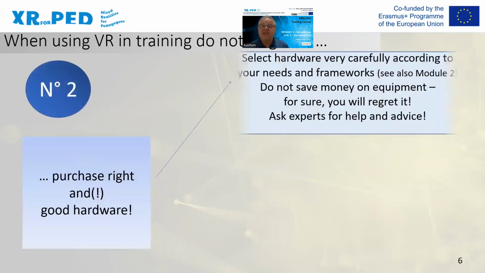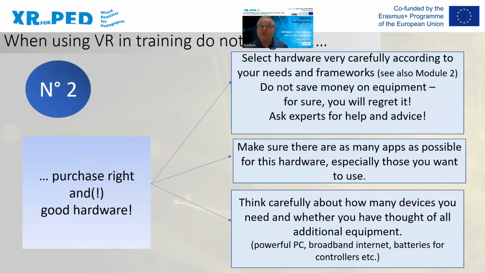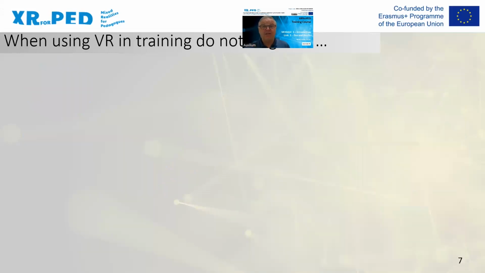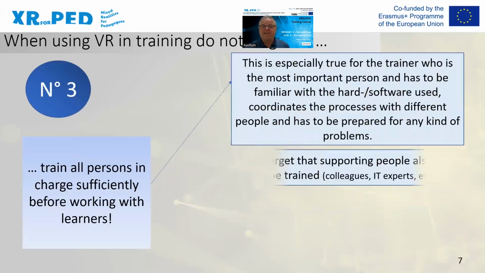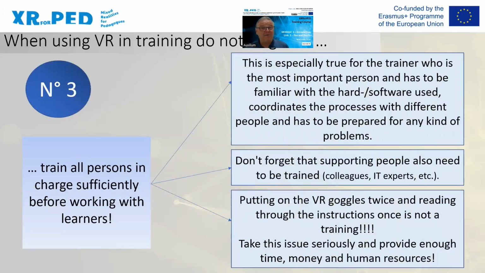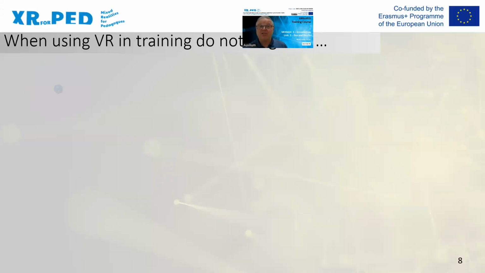The second thing you have to consider is to purchase the right hardware. Of course, this costs money, this is an investment, but really go for the good stuff, because you would not be happy with the cheap stuff. The third thing is that everybody has to be trained professionally before you start working with it. People should know how the hardware works, how the software works, what the problems are. Here, some preparation is needed.